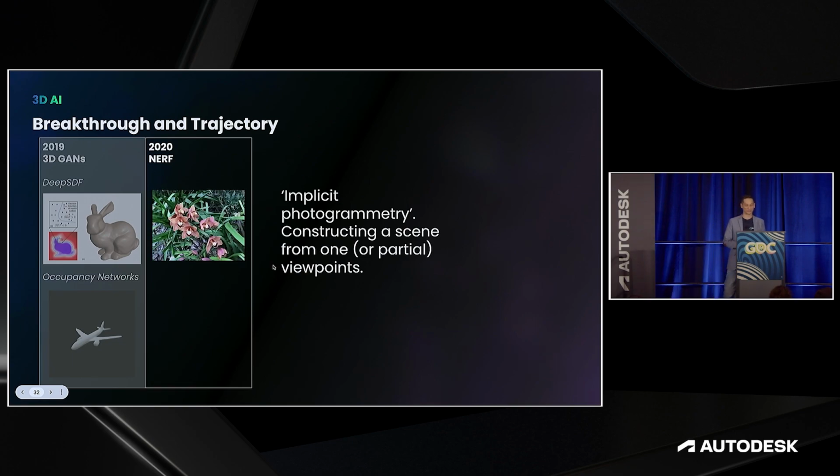In 2020, NERFs came in, and NERF has the ability to take a single viewpoint or a few viewpoints and create a complete scene out of it. And if you take NERF and create a 360 view around an object, then it becomes kind of like implicit photogrammetry, and you can use it to create a 3D object. So NERFs are still very impressive, especially in videos.